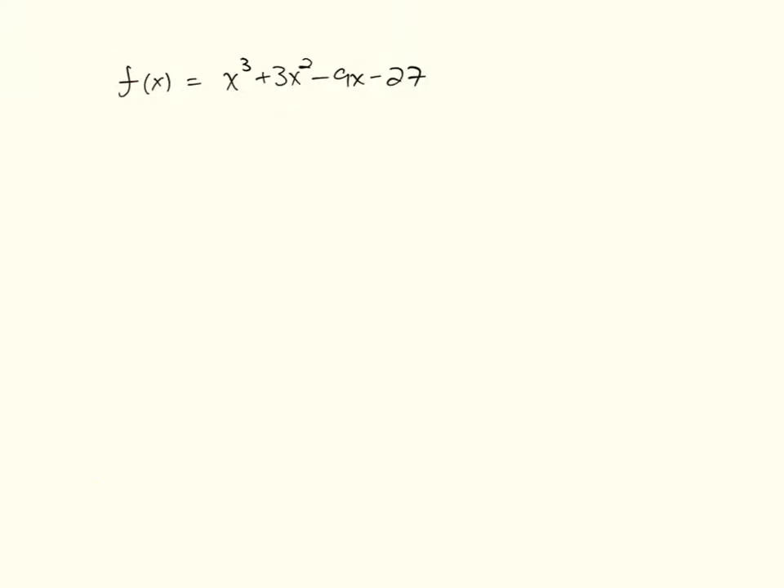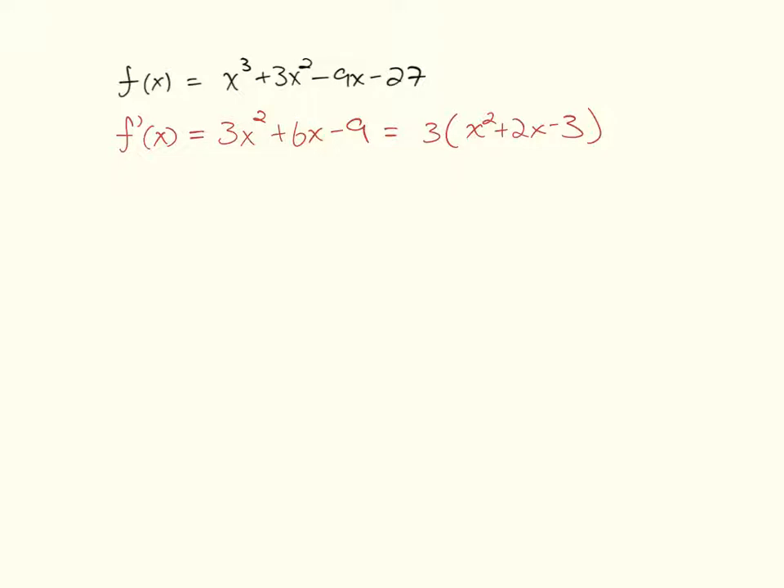On this page, the goal is to find the relative extrema and the points of inflection. So in order to find the relative extrema, we need critical values for this function. In order to find critical values, we need to take the derivative, which will be 3x squared plus 6x minus 9, which is the same thing as 3 times x squared plus 2x minus 3.